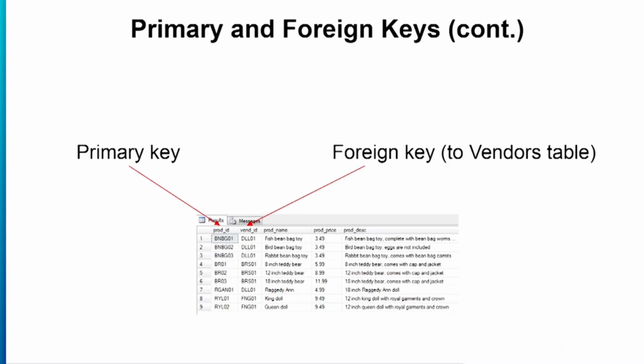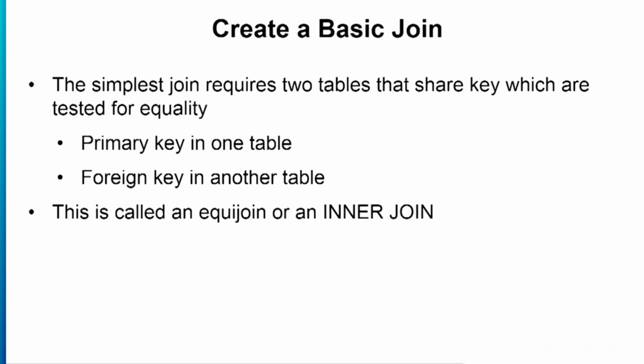Now, when you're actually retrieving data, you join those tables, and that's what we're going to talk about now, joins. The simplest join simply requires 2 tables that share a key, and you test for equality. Primary key in one table, foreign key in another table. This is called an equijoin, also called an inner join, and you'll see why in a moment.